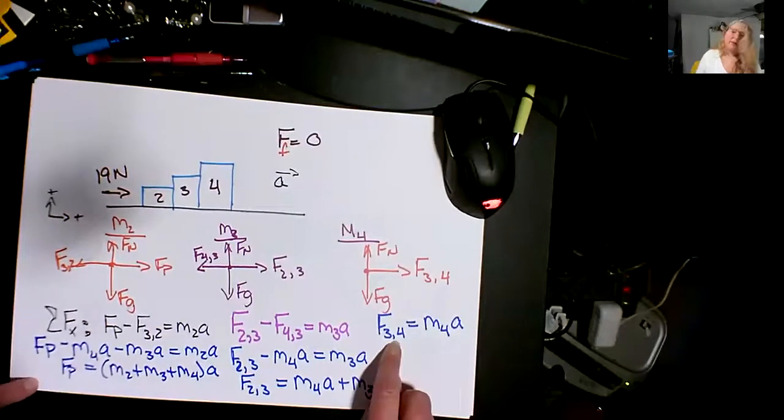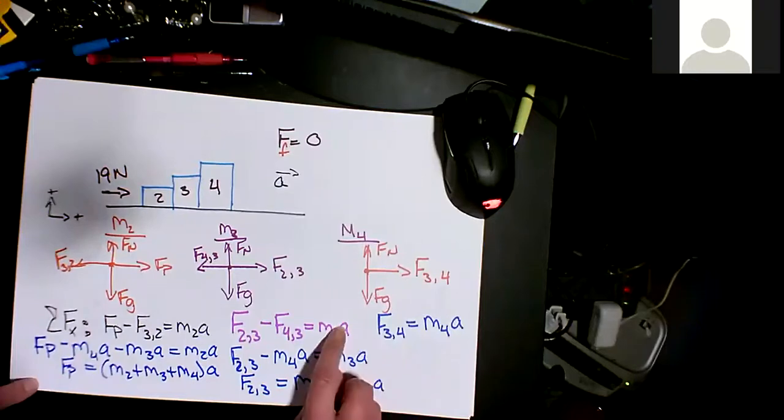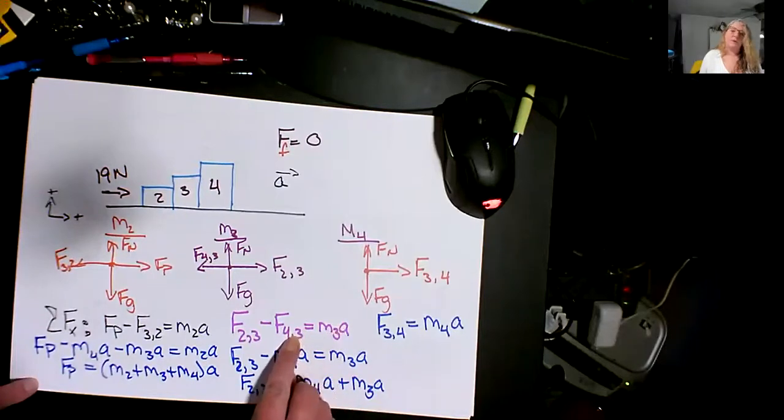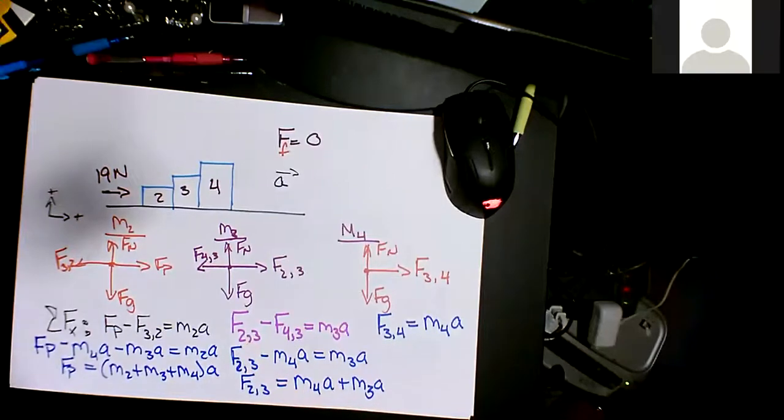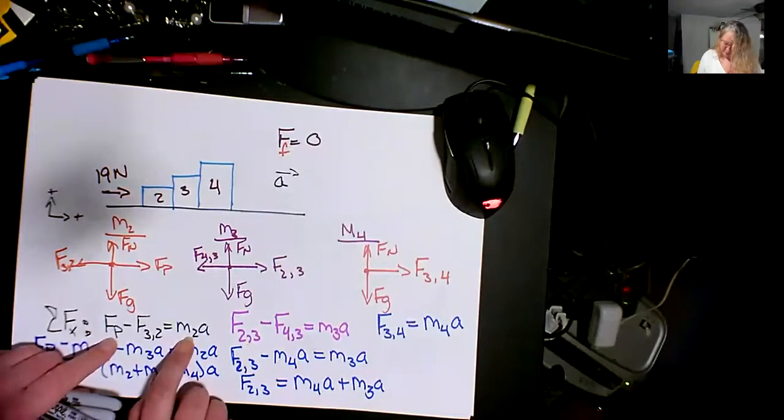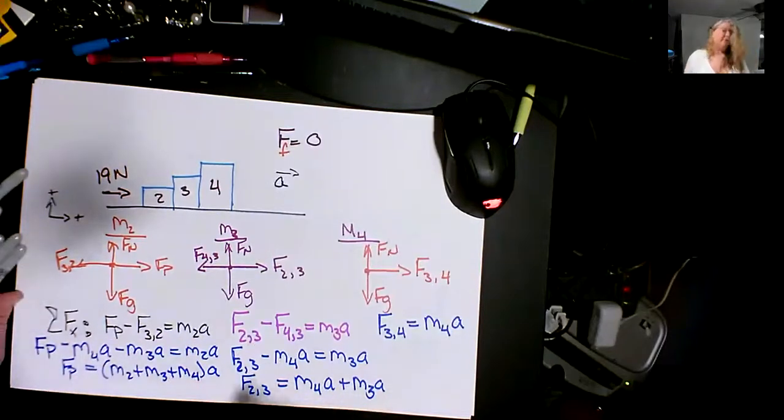If I put it in here, don't I get the force of 3 on 4? Yes. And now I know acceleration. I know the mass, the force of 3 on 4. Can't I just solve for force 2 on 3? Yeah, that makes sense. Okay. Yep. Or even here, because this would be the shorter one if I wanted to go for 3 on 2. That's fine too.